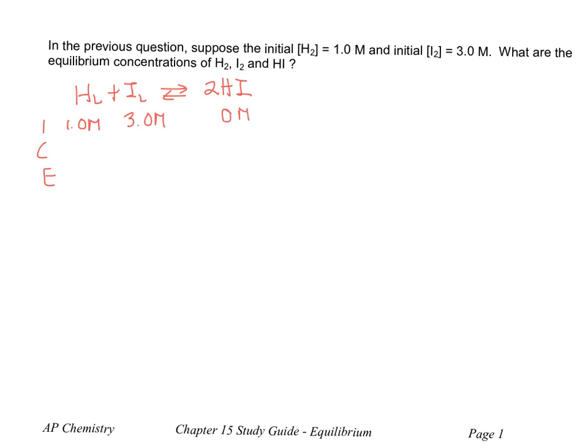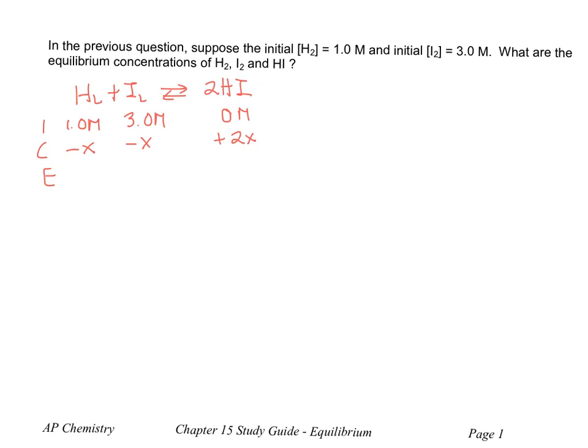The change in this case is still the same. We're going to use a certain amount of H2, we'll call it X. Because this is a 1-to-1 ratio, we're going to use the same amount of I2 to react with the H2, so minus X, and we're going to form 2X in terms of HI because it's a 2-to-1 ratio still.